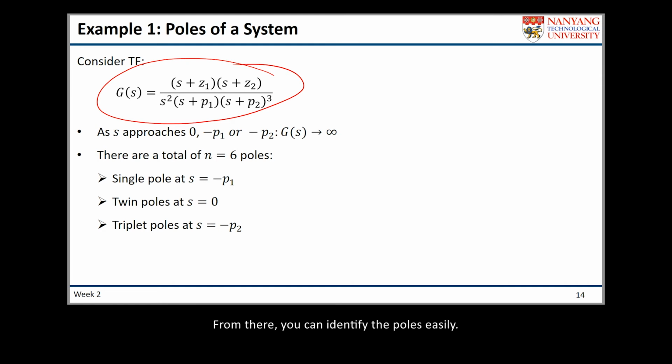So from there, you can identify the poles easily. The poles are the values of s that will make your G(s) equal to infinity. We discussed this. So what are these poles? The first one, of course, is minus p1. Why? Because if you substitute minus p1 for s, this term will become 0, so your denominator will become 0. Any value divided by 0 becomes infinite. So negative p1 is one of the poles.